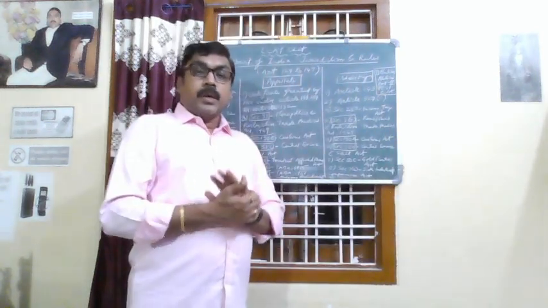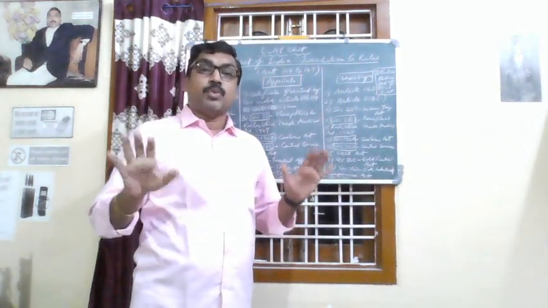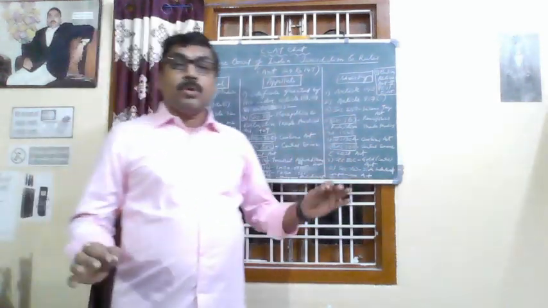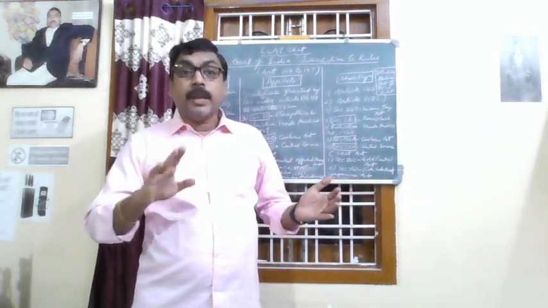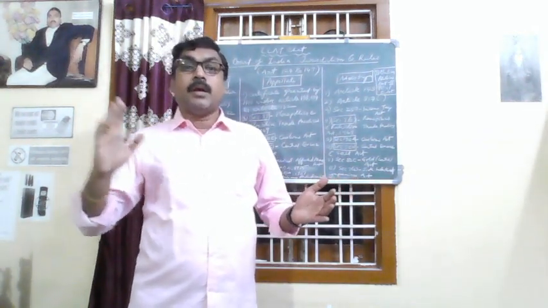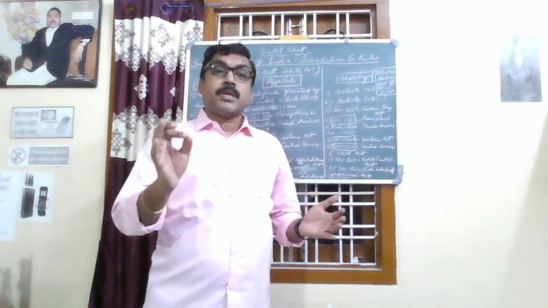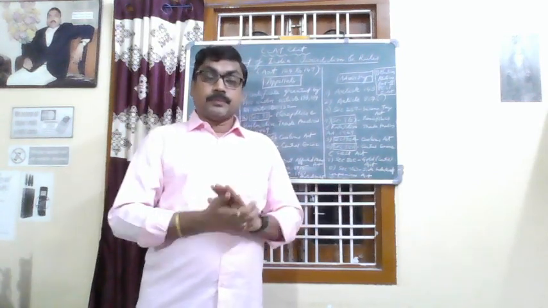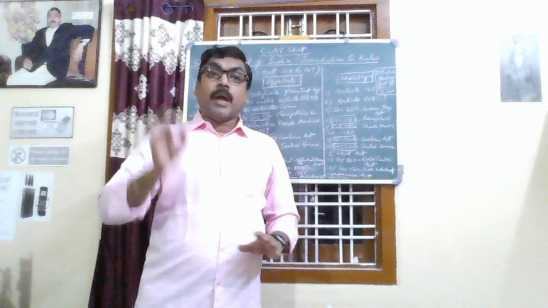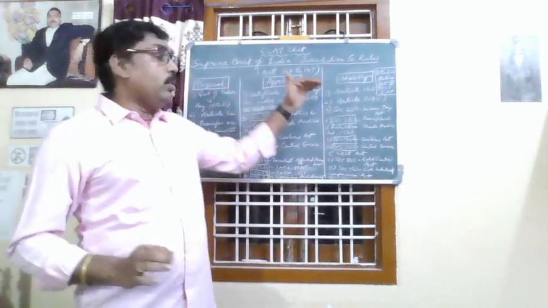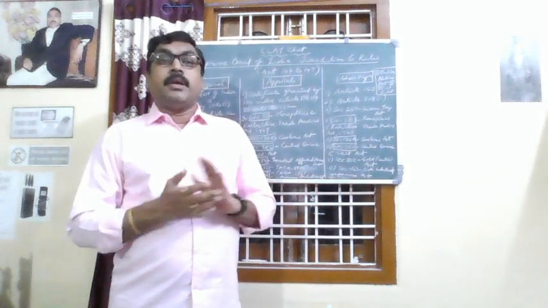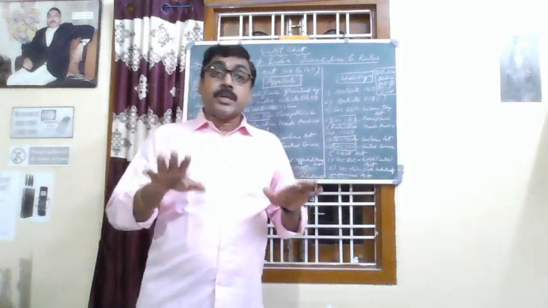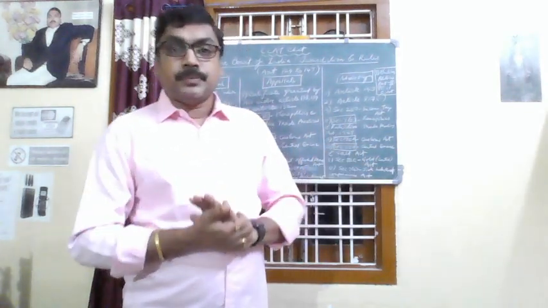While coming to the jurisdiction of the Supreme Court, Articles 124 to 147 explain and deal with the jurisdiction of the Supreme Court. Articles 124 to 147 relate to the jurisdiction of the Supreme Court.